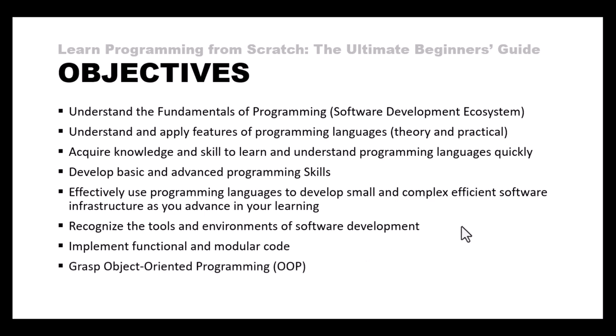Another objective is for you to understand object-oriented programming, okay, features. So functional programming and object-oriented programming are two main features, or two types of programming methodologies, that are used to implement different types of software. So we want you to understand functional programming and to understand object-oriented programming as well.